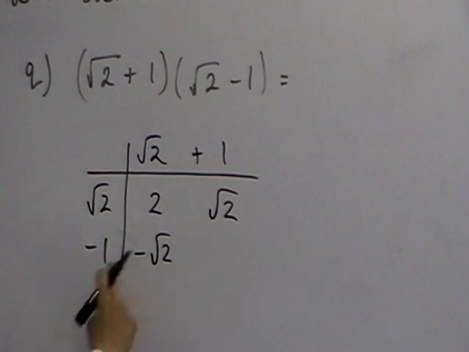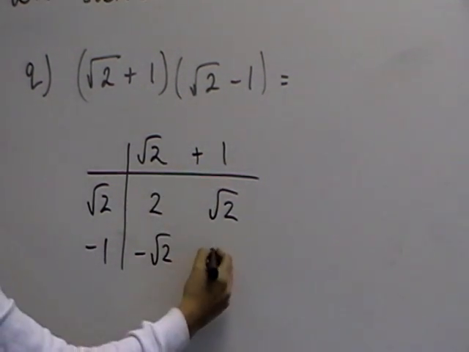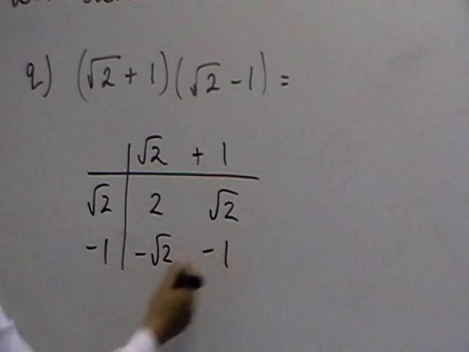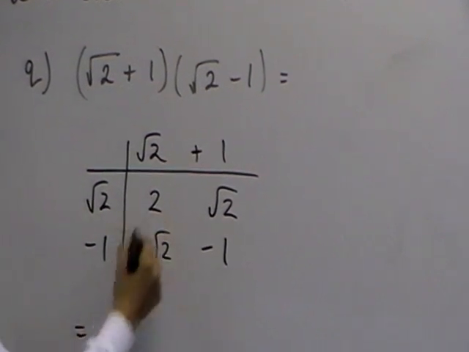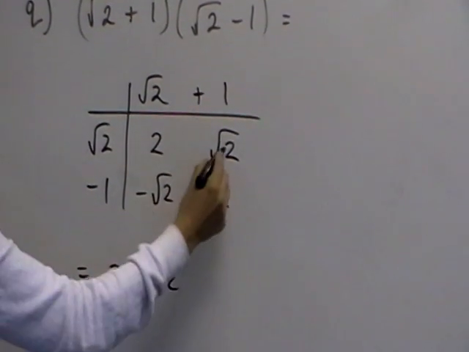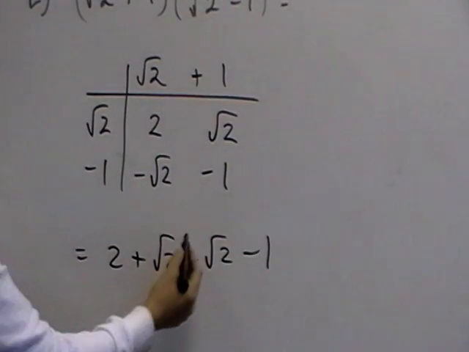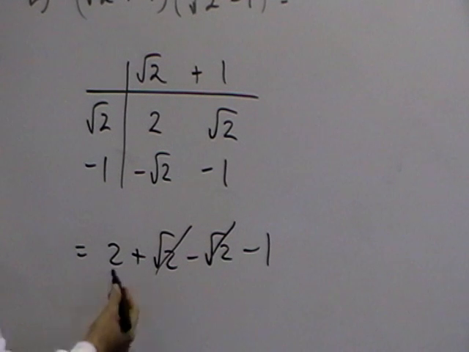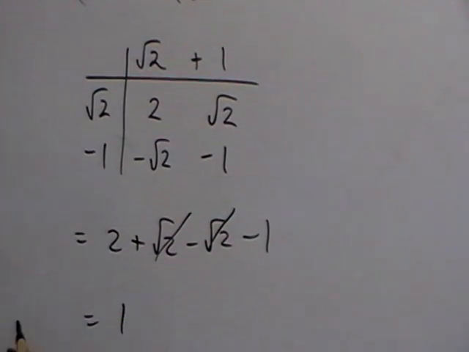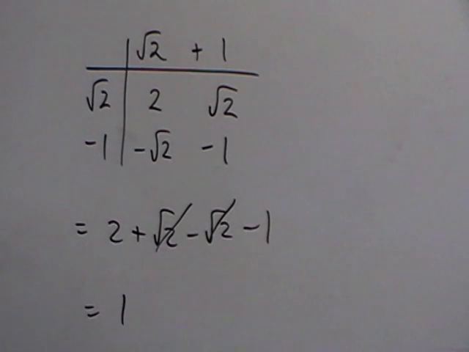And then here we've got a negative times a positive, which will be negative. 1 times 1 is just 1. So we've got 2 plus root 2 minus root 2 minus 1. So they will cancel, giving us 0. 2 minus 1 will just give us 1, which is the final answer.